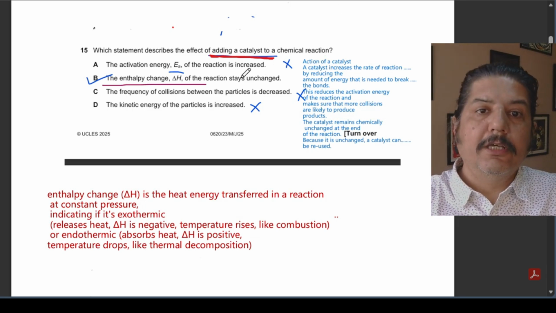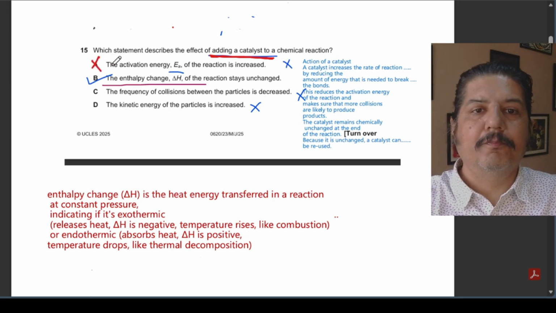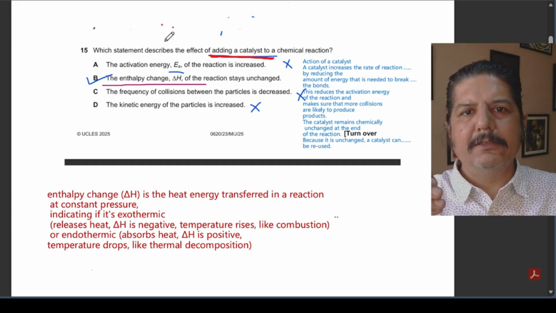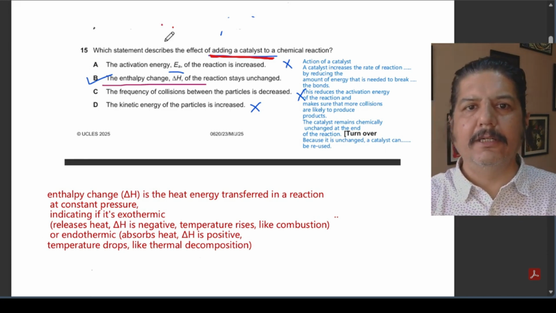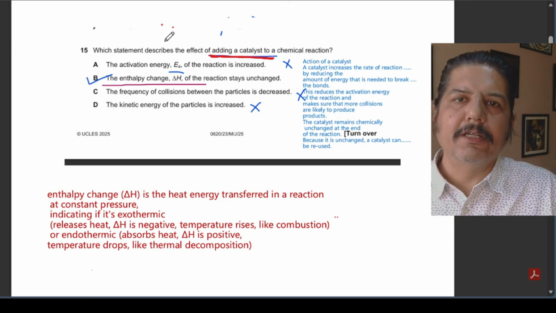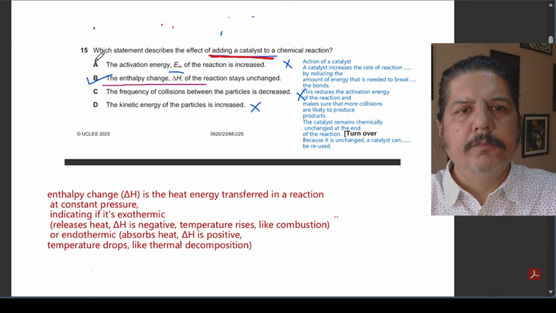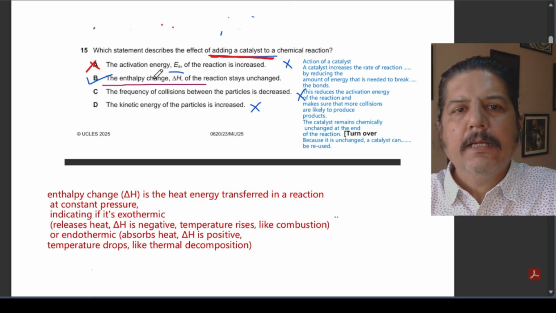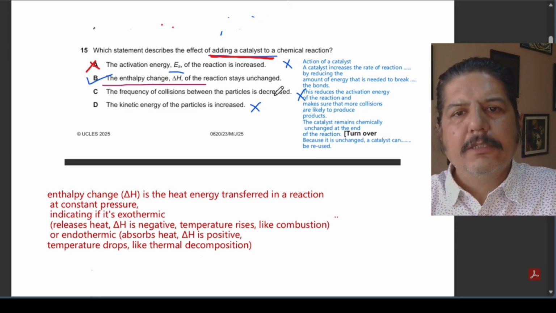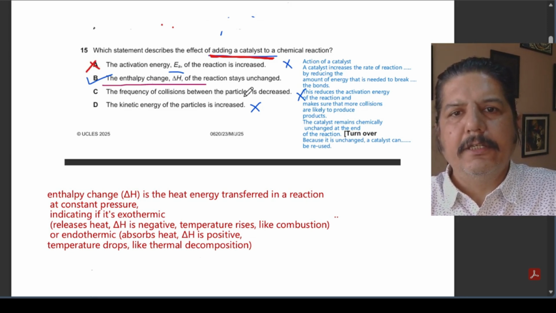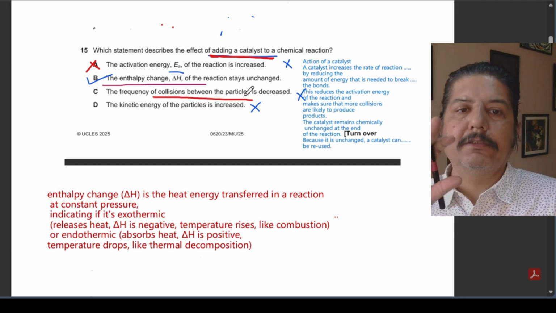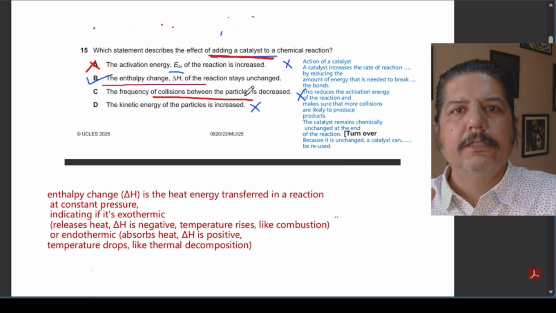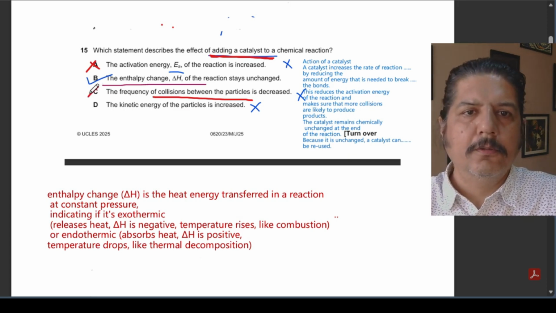The option that we have is: activation energy EA of the reaction is increased. This is wrong, because the activation energy of the reaction decreases, but here it is mentioned that the activation energy increases. So that's why this one is wrong. Next: the frequency of collision between the particles is decreased. Again, you have to be very clear: the catalyst has nothing to do with the frequency of collisions. They are not related. So this is wrong.